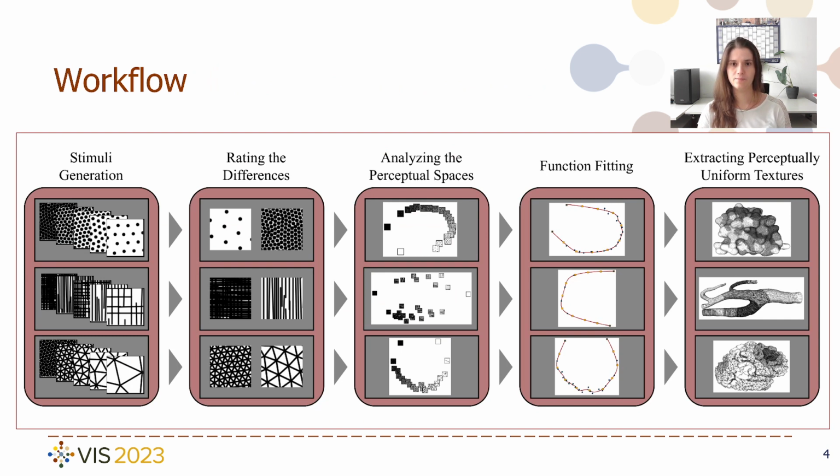So, how did we do that? First, we generated the stimuli spaces. Then, we conducted a crowdsourced study in which the participants rated the differences between texture levels. Then we visualized the perceptual spaces by applying multidimensional scaling. To get some practical output, we reparameterized the perceptual spaces. With this reparameterization, we can map from perceptual to density space and vice versa. Finally, we could create approximately perceptually uniform texture levels with our reparameterizations.